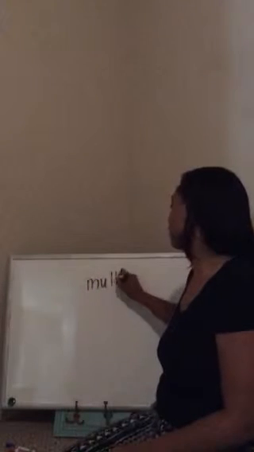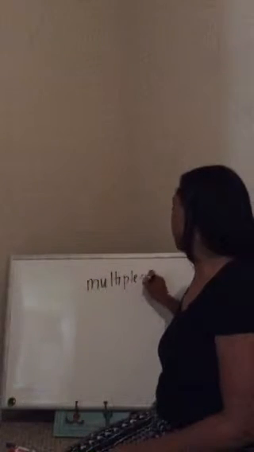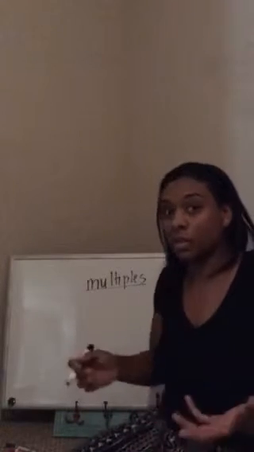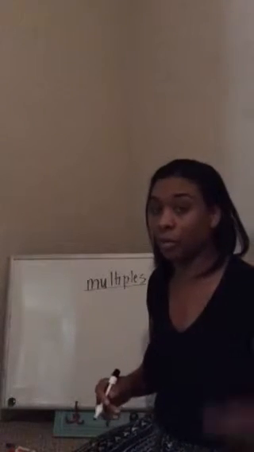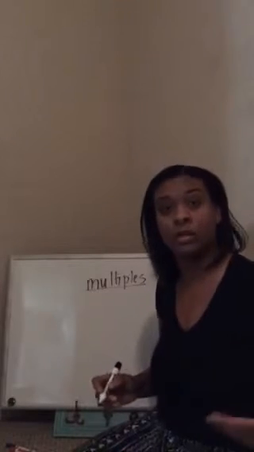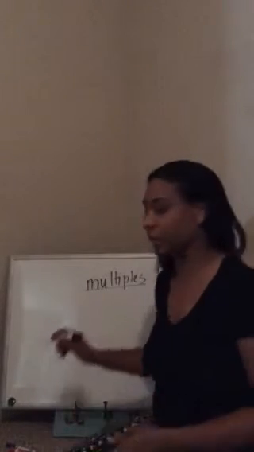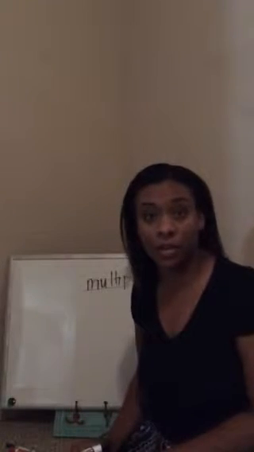Multiples are spelled like this. Multiples are numbers that when we multiply them by a certain number of groups, we get a bigger number. For example, let's do tens. Pause the video to get your materials ready. Press play to restart the video.